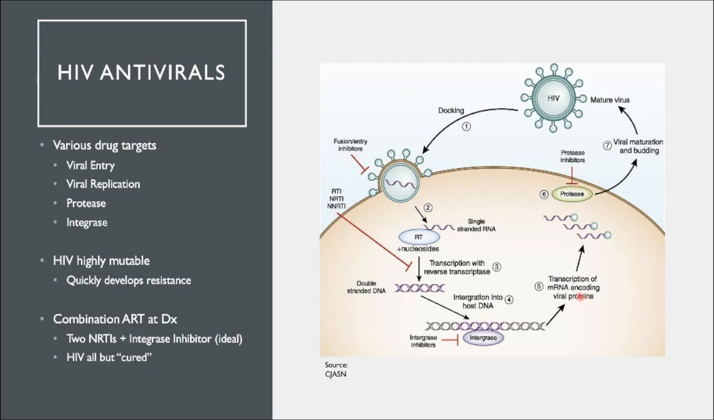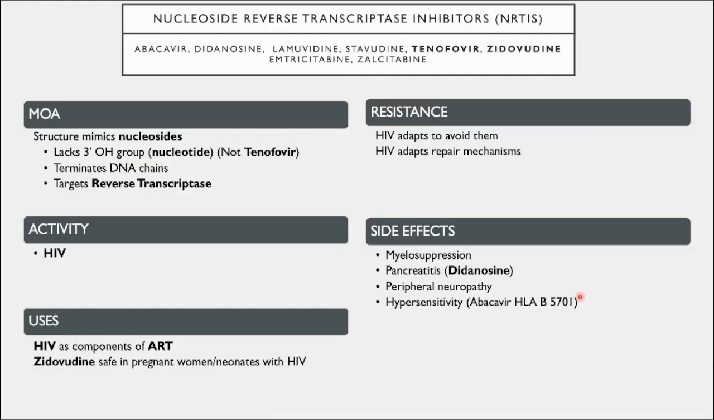So several targets. The first one to talk about is the nucleoside reverse transcriptase inhibitors, NRTIs. There's a lot of them here, and unfortunately, they don't have great naming conventions. So tenofovir, zidovudine, abacavir, didanosine, lamivudine, stavudine, emtricitabine. Unfortunately, you just kind of have to memorize some of these names. The ones I would focus on are tenofovir and zidovudine.